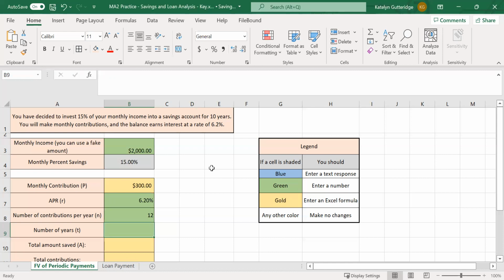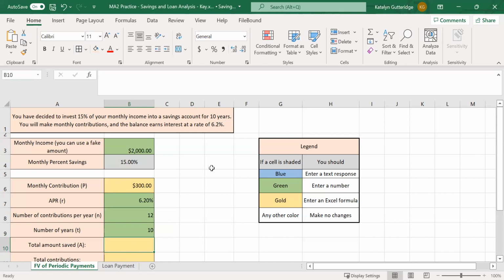Number of years T, we're going to let this money be in our savings account for 10 years, so I'll put a 10 there for my T. Okay, so now we have all the information we need to find the total amount in our savings account after 10 years.